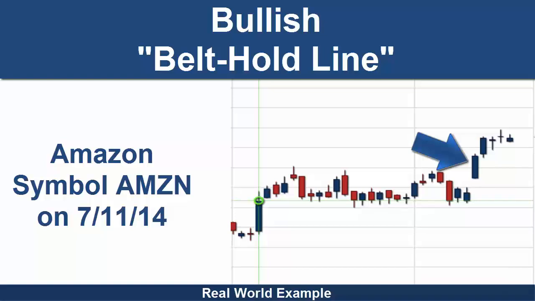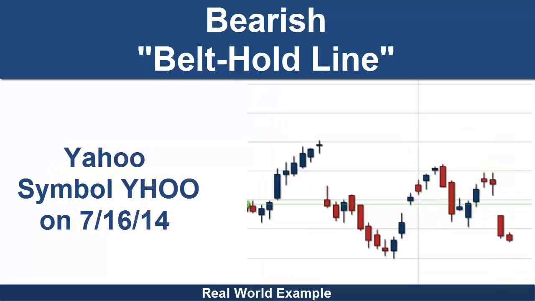Now let's take a look at a bearish belt hold line in another stock. Here's another example of a belt hold line. This time it's bearish. It's real world, it's Yahoo. Can you spot where that bearish belt hold line is? Yep, you found it. Congratulations. Let's move on to our next candlestick formation.